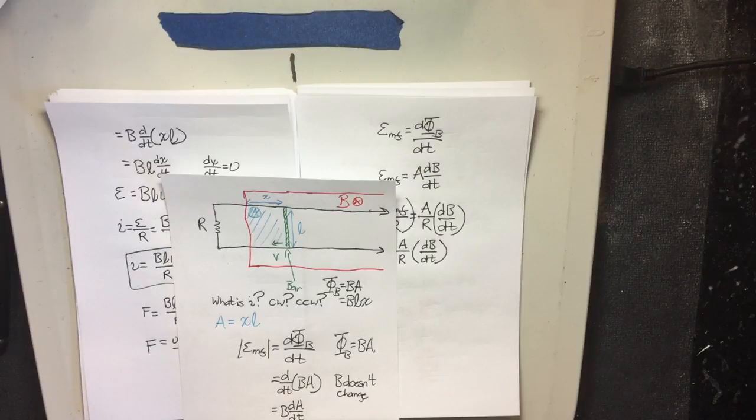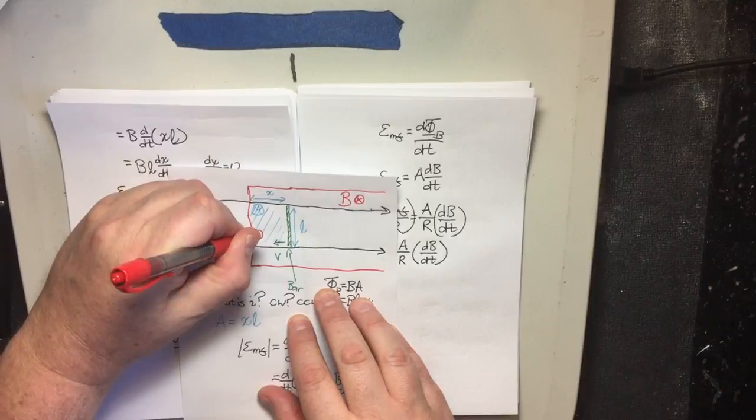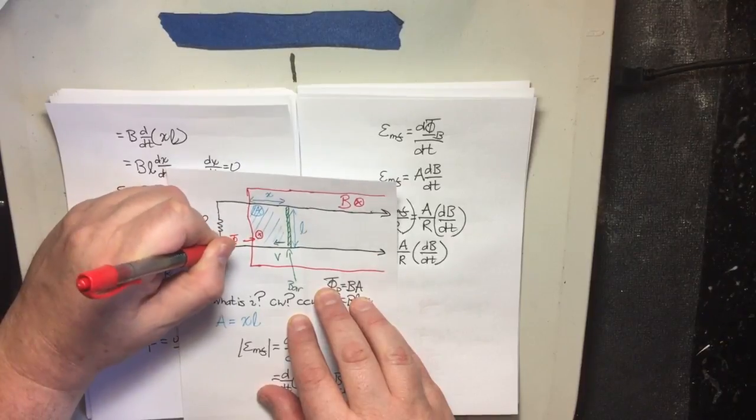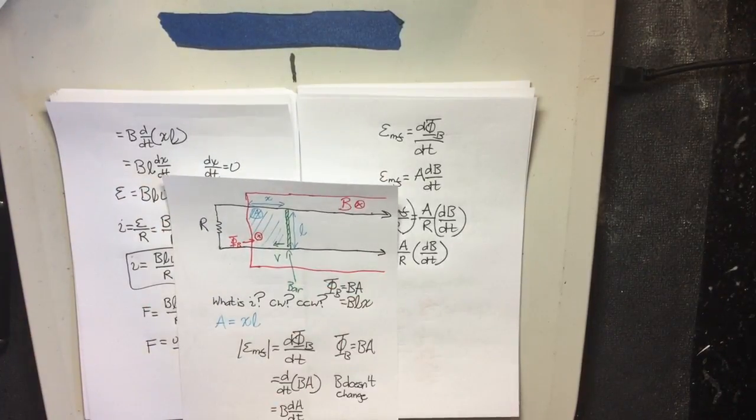The B field is into the page in this particular case. Question: the magnetic flux, is it into or out of the page? Into. Magnetic flux and B field are always in the same direction. Next, the bar is going to the left. Is the area getting bigger or smaller? Smaller. The window is getting smaller.